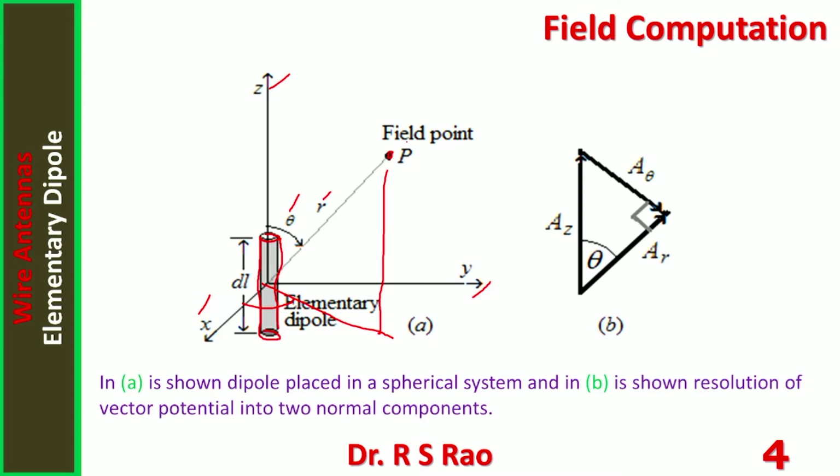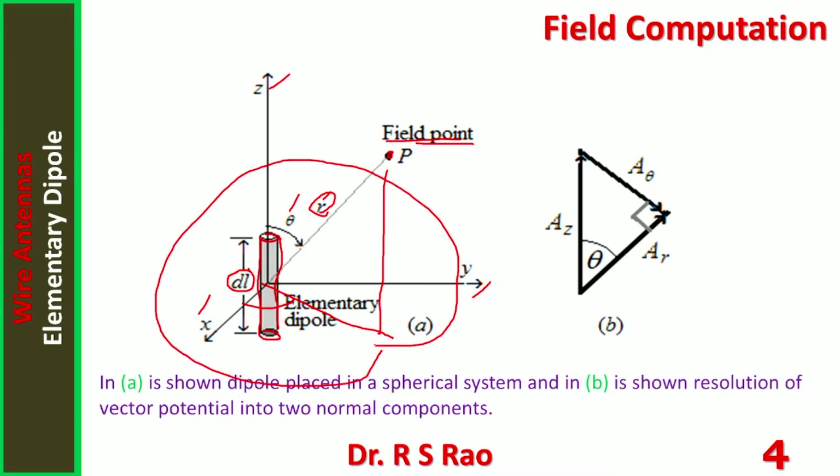Here is a point P. It is called the field point. It is supposed to be at a large distance from the dipole. r should be large. Length of the dipole is dl, differential length, small length. It is placed along the z-axis with its center lying at the origin. The field point makes an angle theta to the z-axis. So we use this geometry in the analysis.